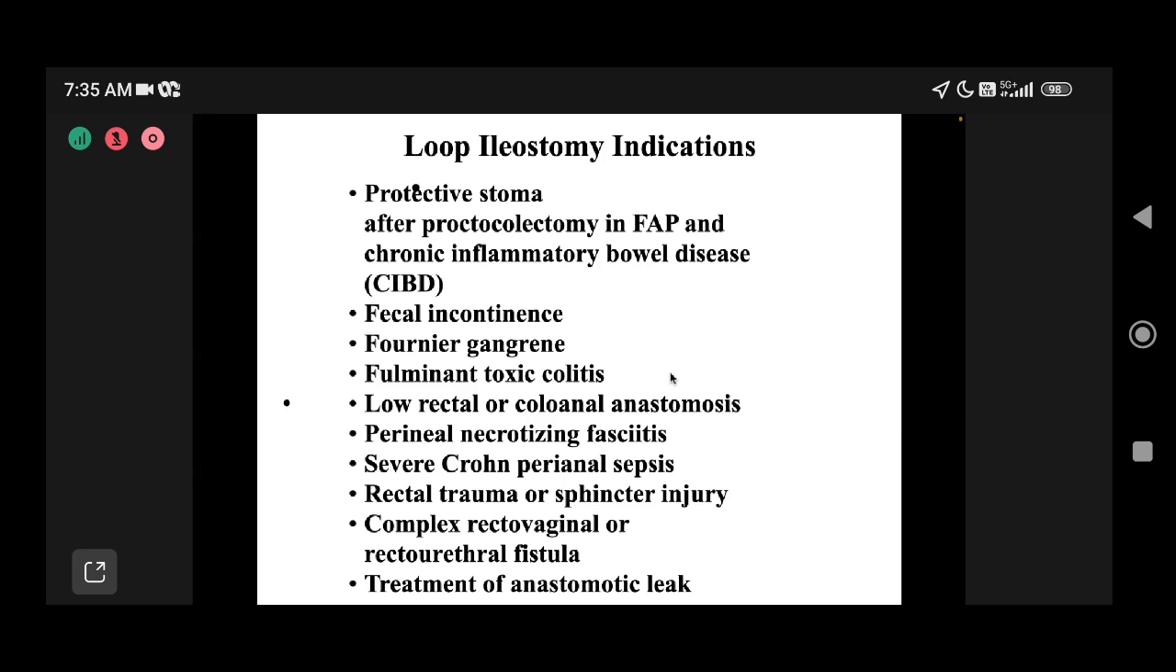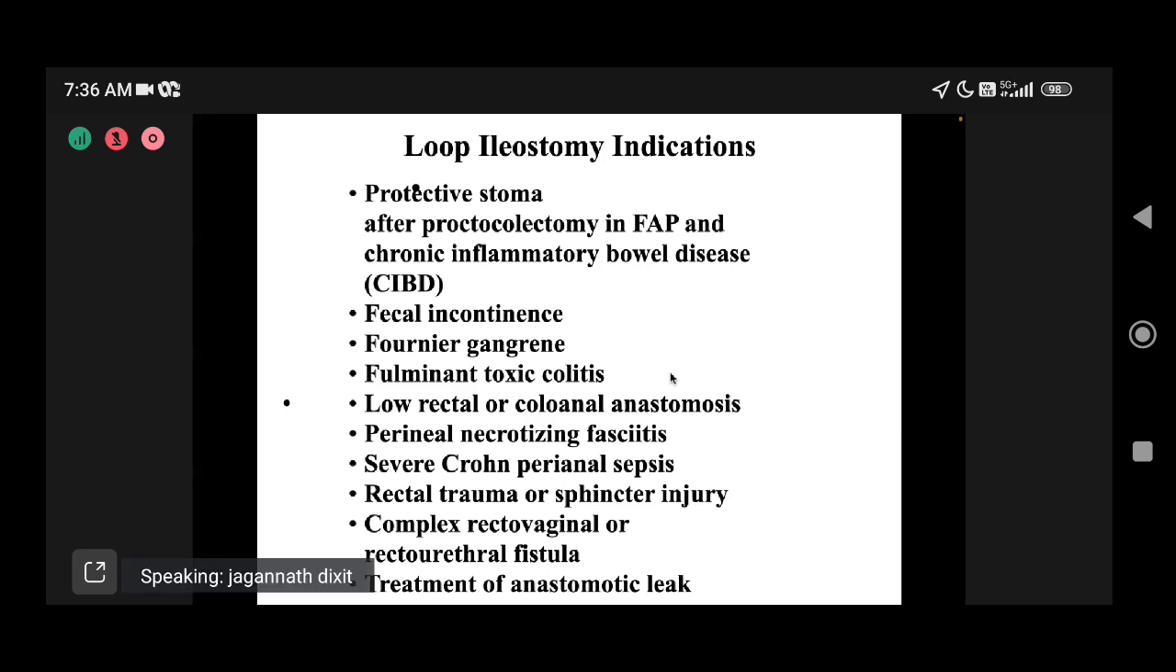The loop ileostomy is a very commonly done procedure in our day-to-day practice. Normally the indications are, if you do a protective stoma, we need to protect the distal anastomosis, so we divert proximally in various conditions. It can be benign or malignant conditions. For example, if you do a proctocolectomy where a coloanal anastomosis is there, you need to protect that by doing this loop. Most of these loop ileostomies are done for temporary diversion.